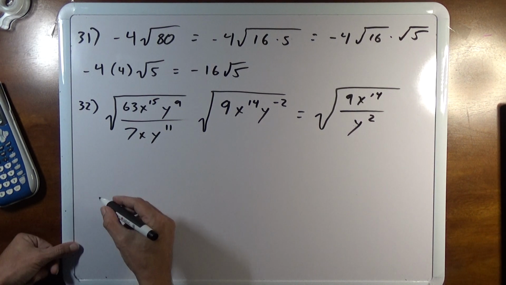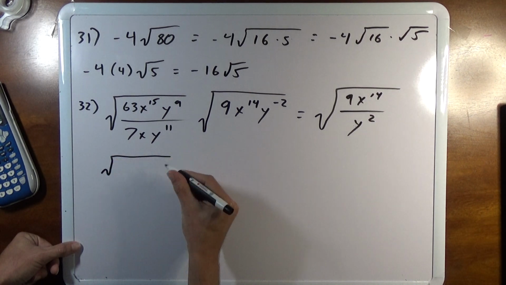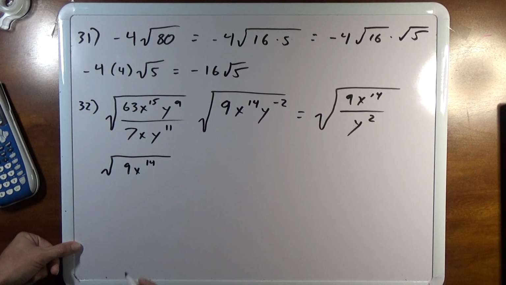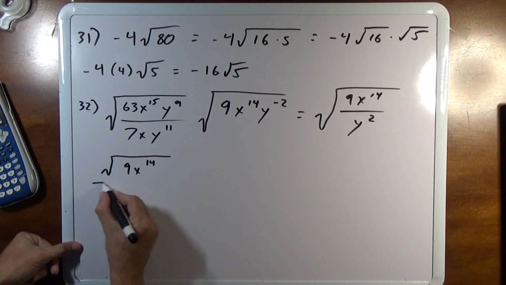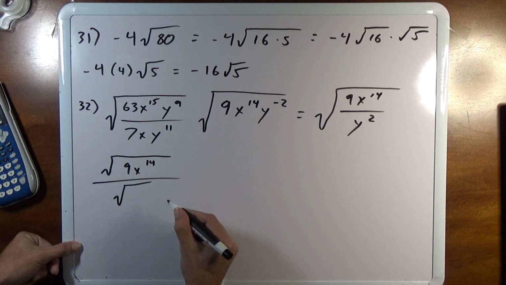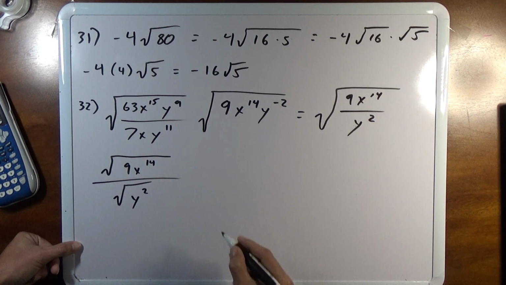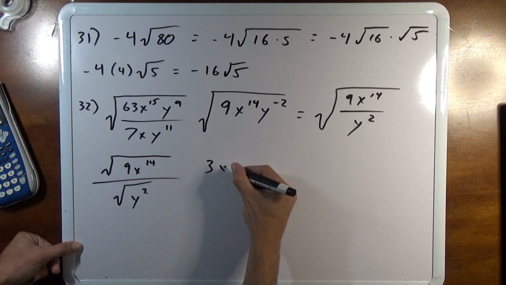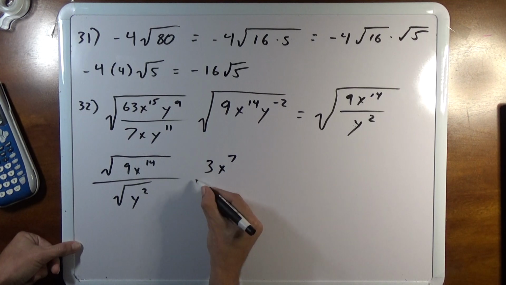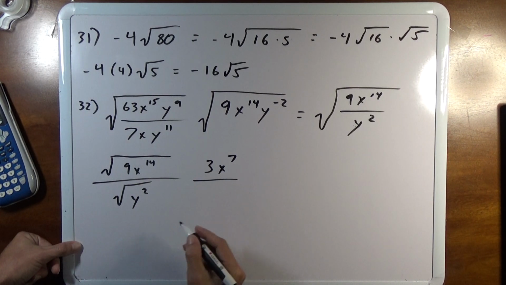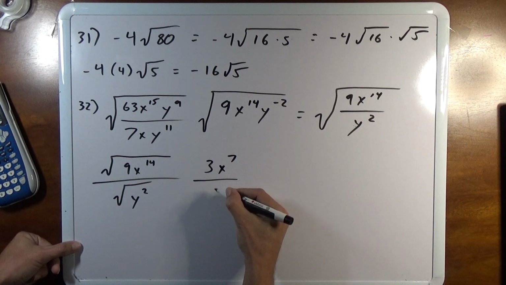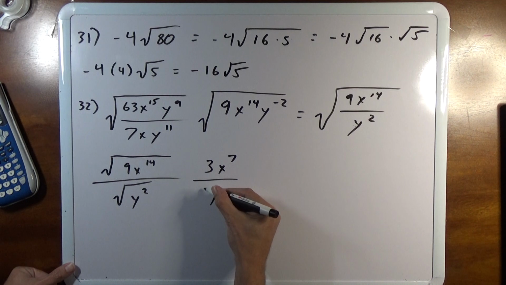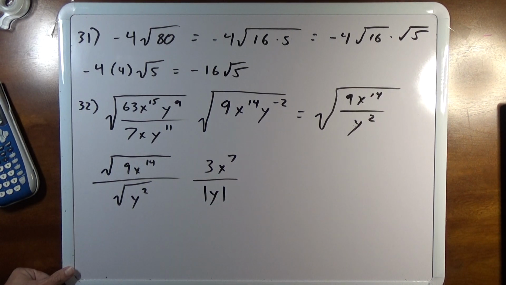And then I will separate this into the square root of 9x to the 14 over the square root of y squared. Square root of 9 is 3. Square root of x to the 14th is x to the 7th. And then the square root of y squared is y. They may want us to leave this as an absolute value, or that may not matter.